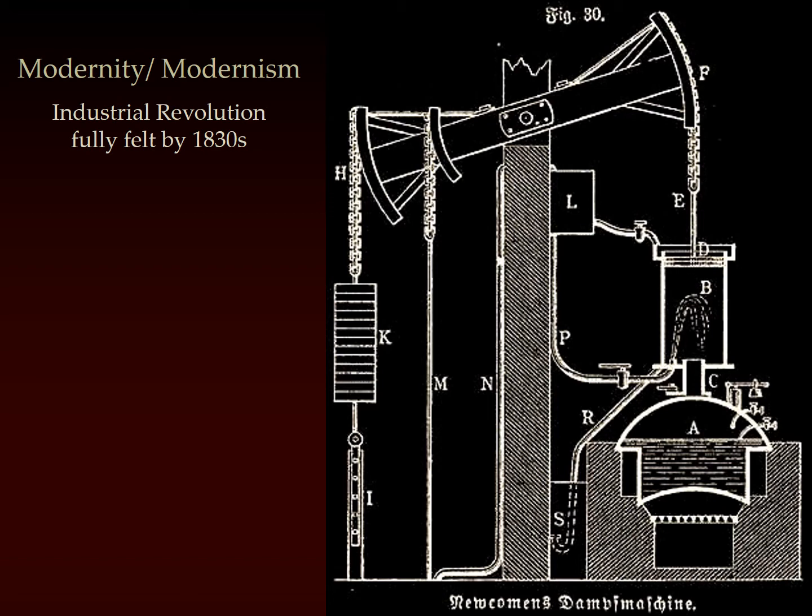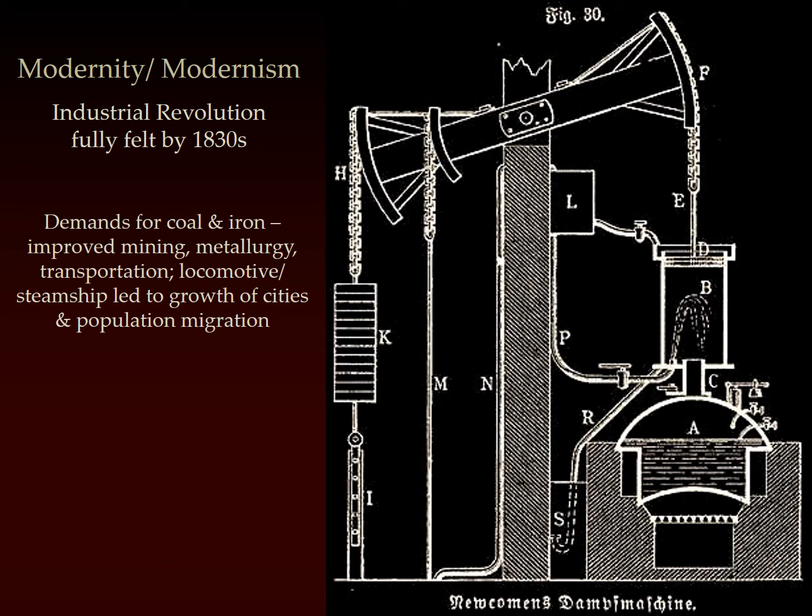So by the 1830s, the Industrial Revolution technologies are going to be fully felt throughout the Western European and American world. You find that the demand for coal and iron is going to skyrocket at this time because they fuel everything that is going to make modernity modern. So we have improved mining and metallurgy techniques and improved transportation to move these massive amounts, thousands of tons, of raw material, coal and iron, coming from areas that are the colonies of these major European nations. Thus the locomotive and the steamship will lead to the growth of cities and population migration from rural areas to urban areas because that is where the jobs are located, and then, like today, people will always go where the jobs are.